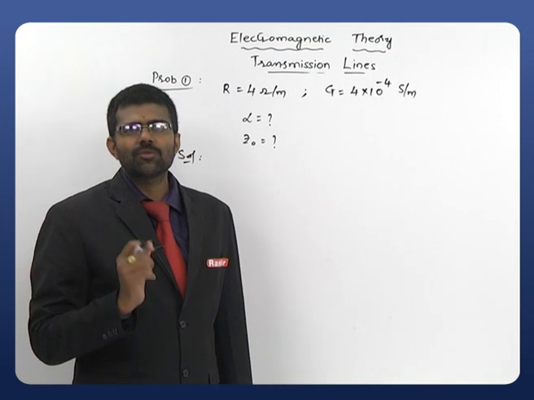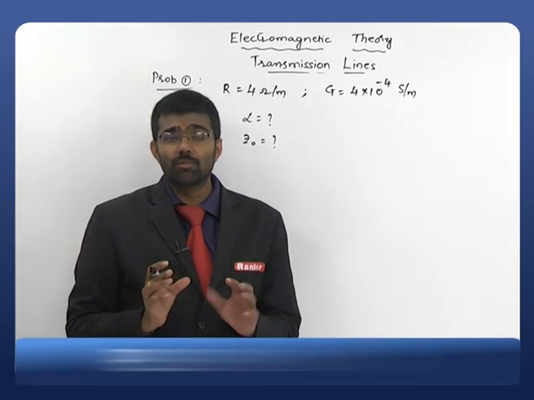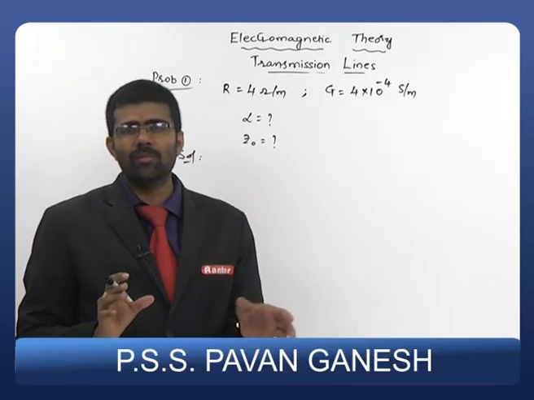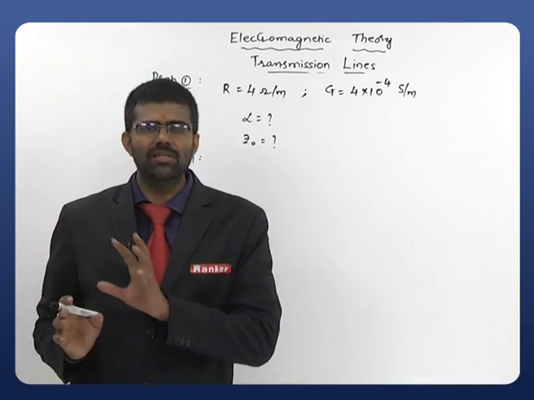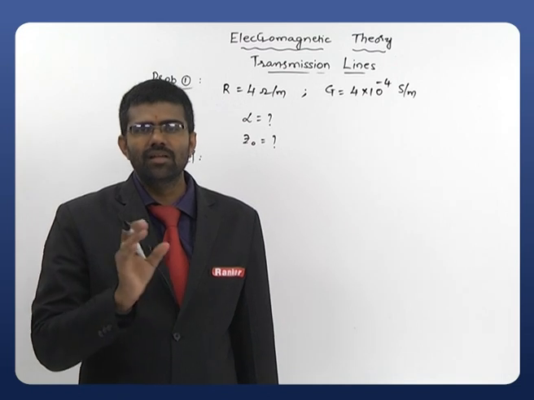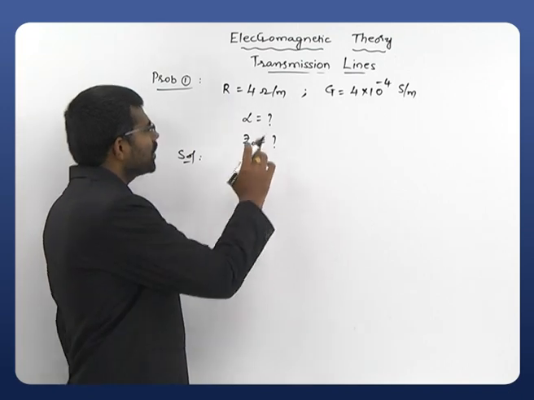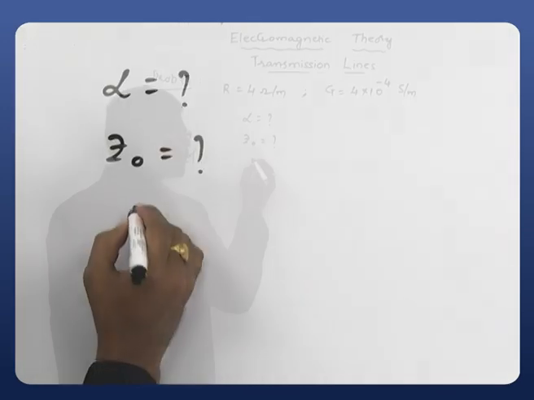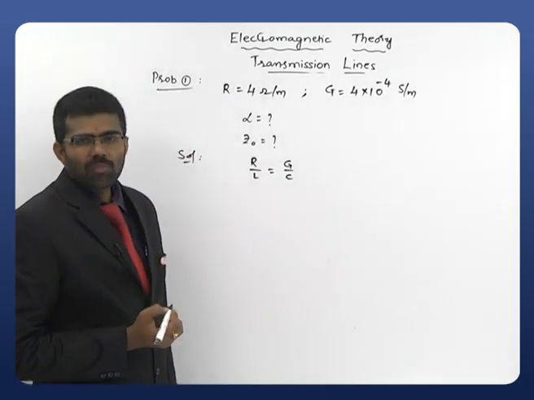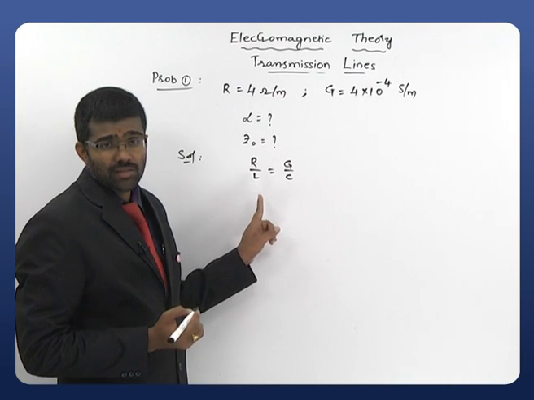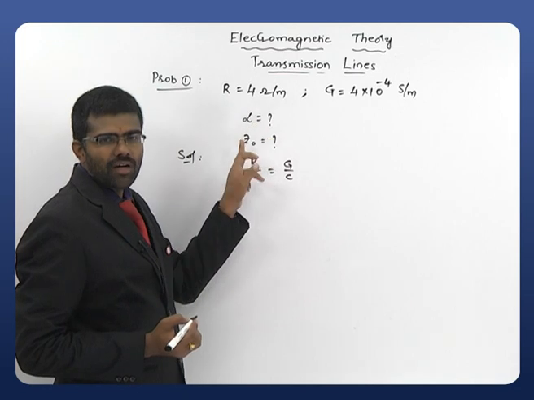So here the type of transmission line which is given to us is a distortionless line. Always try to remember the basic conditions and basic formulae. Don't go for remembering all those equations. Just remember the basic formulae and some of the conditions which are useful for a distortionless line, lossless line, open circuit line, like that. Now for a distortionless line, what is the condition? R by L is equal to G by C. That is the only condition for a distortionless line. Remember that one. Now R is given, G is given, we are supposed to calculate alpha and Z naught.